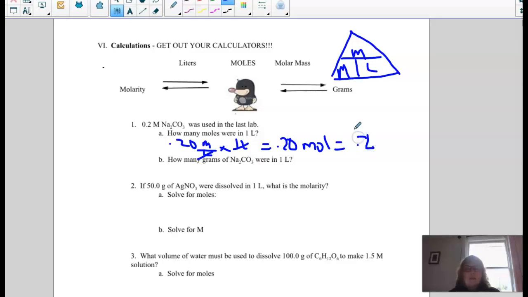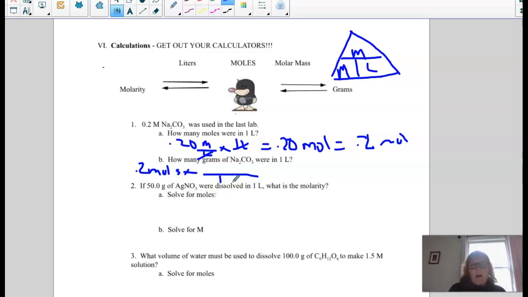Okay, now the next question says, we really can't weigh out 0.2 moles. So what we're going to have to do is convert moles to grams, which is not too difficult. When you go moles to grams, it's 0.2 moles times the molar mass of 1 mole of sodium carbonate.